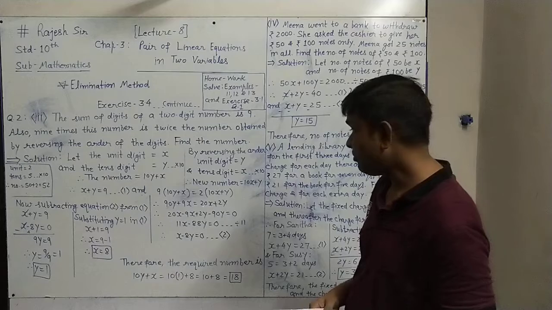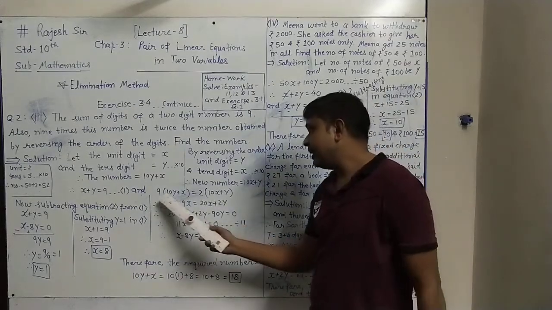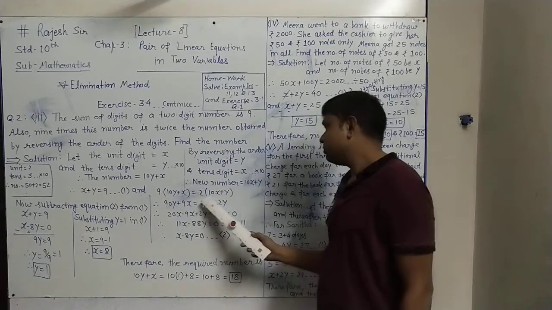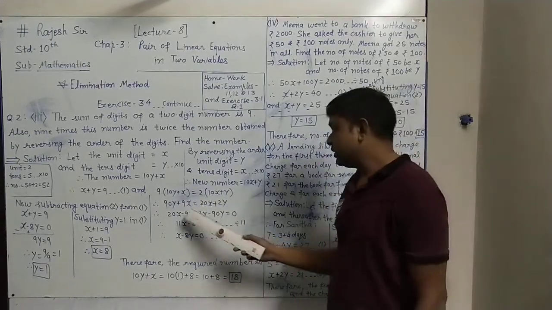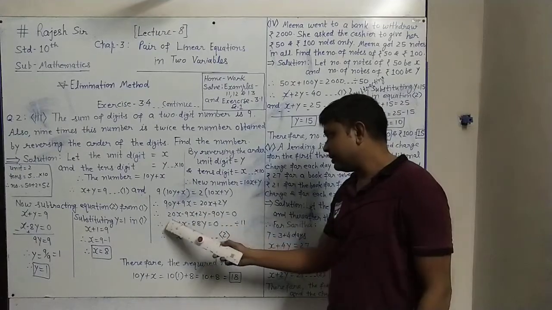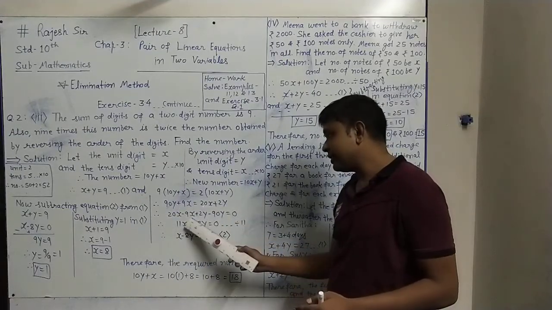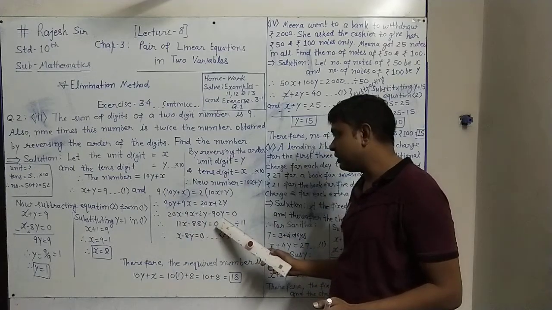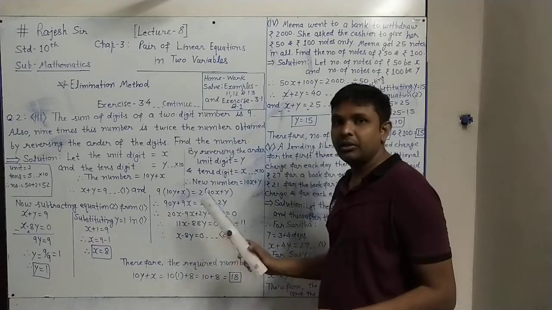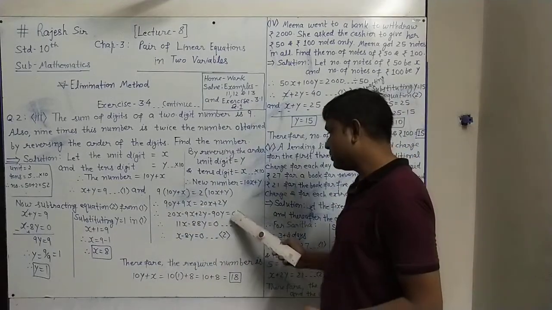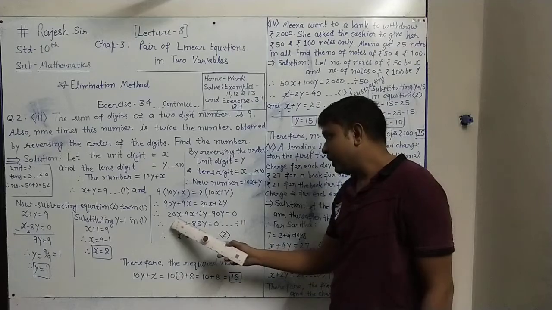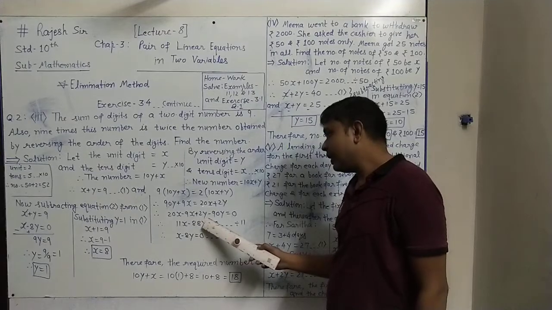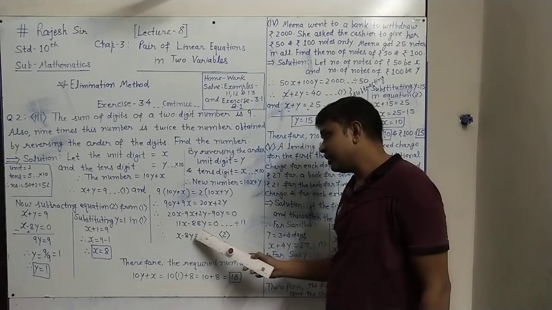Now simplify this equation. 9 tens are 90y plus 9 into x is 9x, equals 2 into 10 is 20x plus 2 into y is 2y. Then take all the terms to the right side. 20x as it is, plus 9x on the right becomes minus 9x, plus 2y as it is, plus 90y on the right becomes minus 90y, equals... everything is taken to the right, so on the left side 0 remains. Now 20x minus 9x gives 11x, plus 2y minus 90y gives minus 88y, equal to 0.